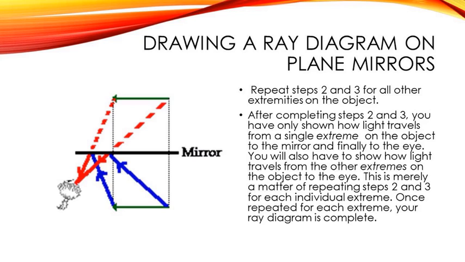Repeat steps 2 and 3 for all extremities on the object. After completing steps 2 and 3, you will only have shown how light travels from a single extreme on the object to the mirror, and finally to the eye. You will also have to show how light travels from other extremes on the object to the eye. This is merely a matter of repeating steps 2 and 3 for each individual extreme. Once repeated for each extreme, your ray diagram is complete.